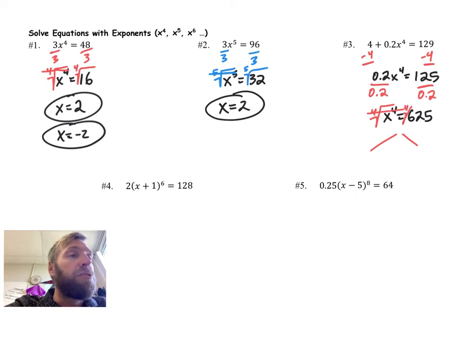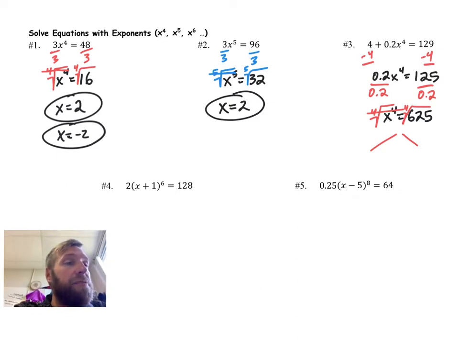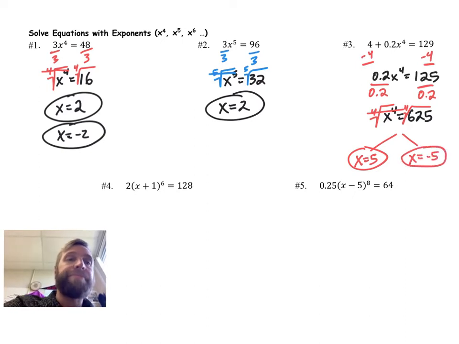And then I need the 4th root on this side, and I need my calculator for that. 4th root of 625 gives us an answer of 5. Now remember, there's 2 solutions there, because it's an even exponent. A positive answer would work, and a negative answer would also work.